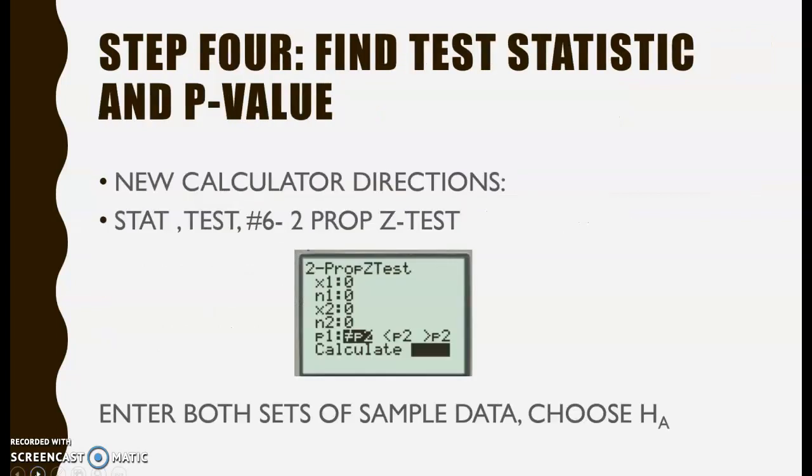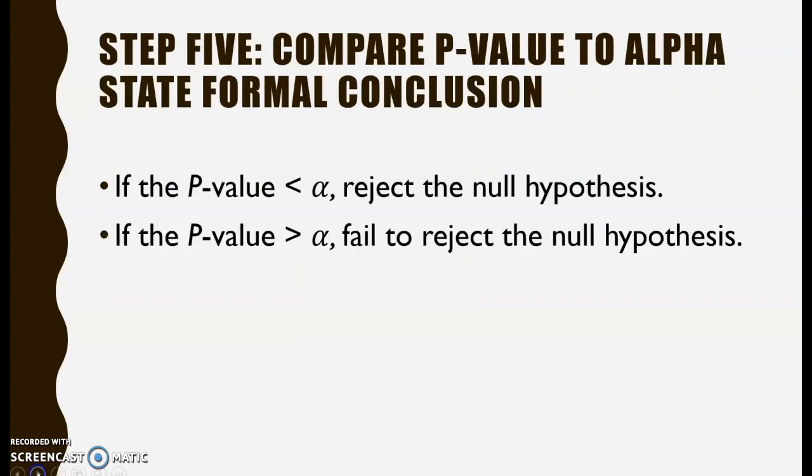Step 4, here's where things change just a bit. So we have new calculator directions. Instead of a 1 proportion z-test, which was number 5, now we're going to go STAT TESTS number 6, 2 proportion z-test. And you can see here the big difference is we have two values for each sample to enter. So we have x1, n1, x2, n2. Then we just choose our alternative hypothesis, and we can solve for that test statistic and p-value.